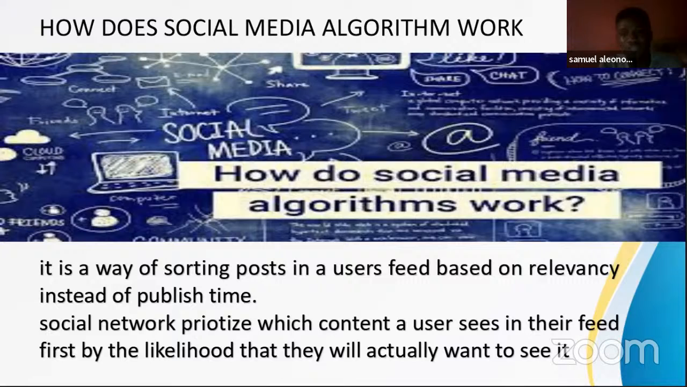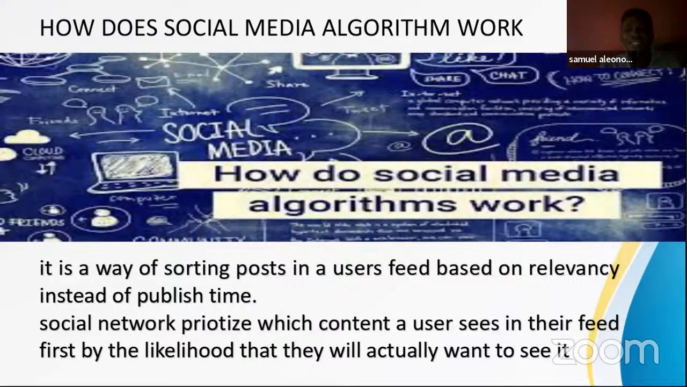Okay, based on the time. For example, if somebody posted by 10 a.m., another person posted by 7 a.m., you would see the person who posted 7 a.m. So before algorithms were introduced, that was how people view posts. Now, the introduction of algorithms acts as a way of sorting posts for users to see.